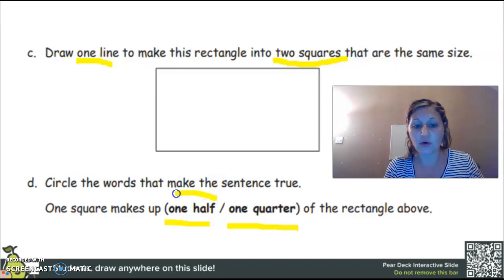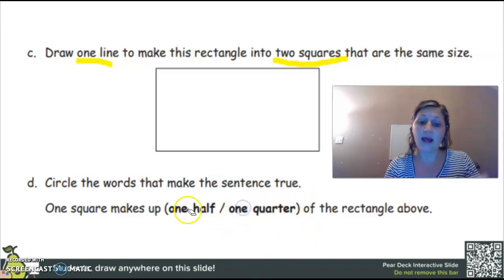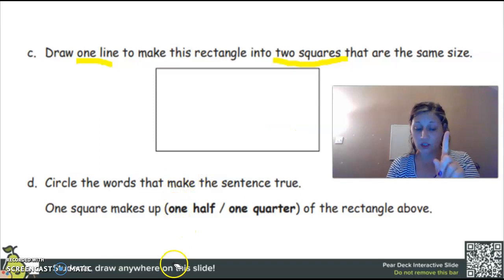So you'll either circle the words 1/2, or let me erase that so I don't confuse you, or you will circle the words 1/4. You're not going to circle both. Remember, it's either going to make 1/2 or 1/4. So split this into two squares and then tell me, is one square 1/2 or is it 1/4?